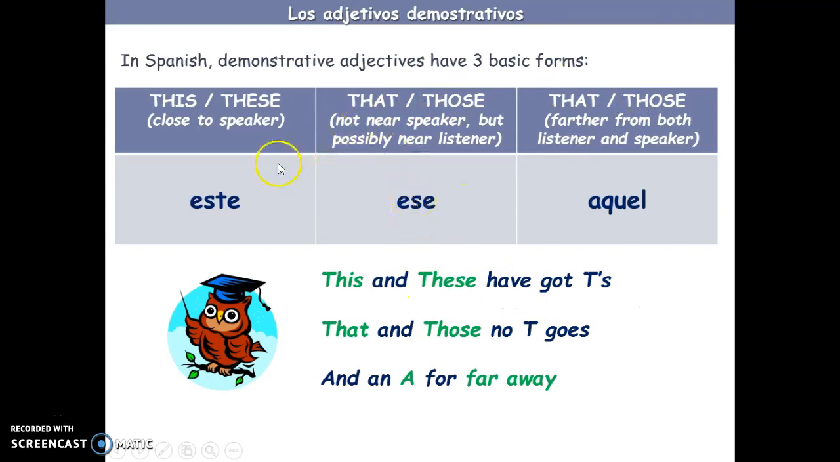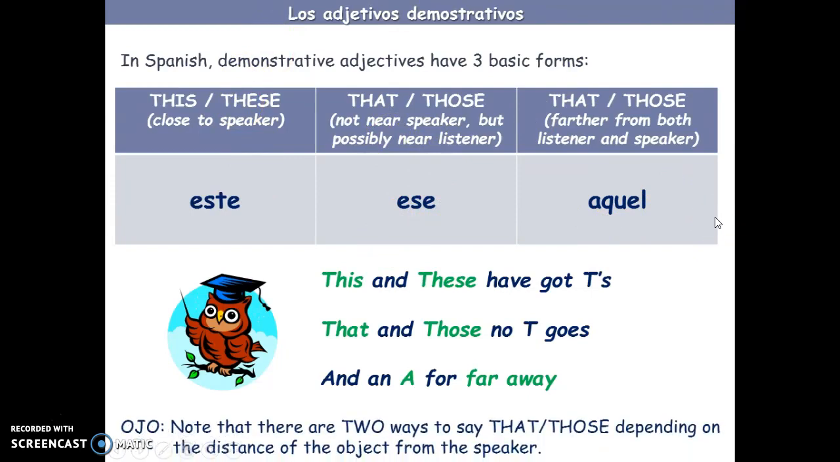So I have a lot of students that confuse this with this. So here's a way to help you remember. This and these have got T's. That and those, no T goes. And an A for far away. So when something's far away, remember you're using the A ones. This and these have got T's, that and those, no T goes, and A is for far away. You'll see what I mean by this a little bit later on. Okay?